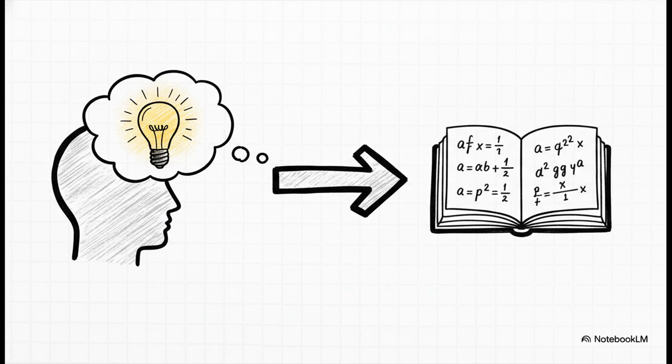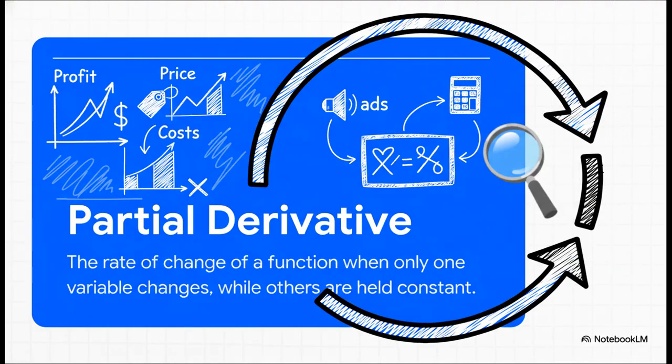Now, I want to be really clear about something. This isolation principle, it's not just some nice little theory or a clever idea you bring up in a boardroom meeting. No, this is a real, rigorous, formal mathematical technique, and it comes to us from the world of calculus. And the formal name for this technique is the partial derivative.